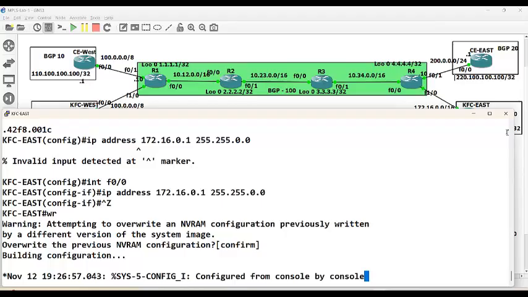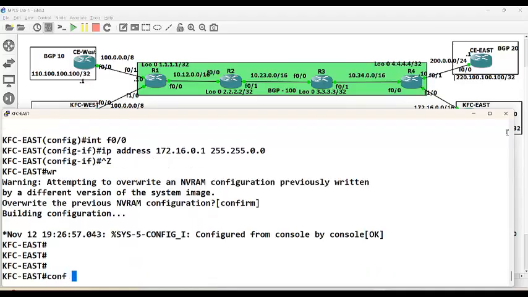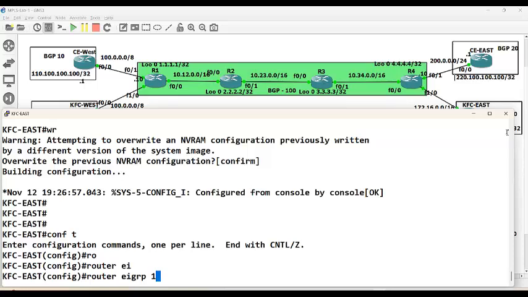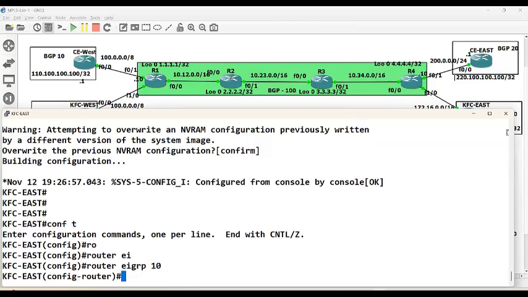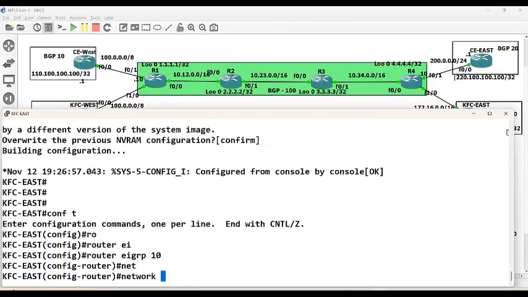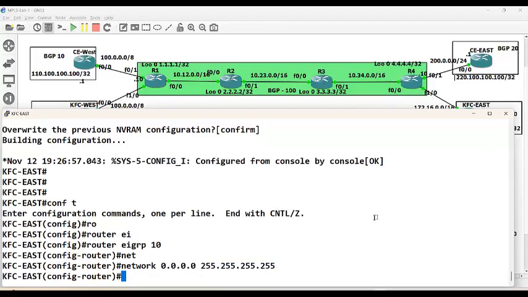Now we are going to configure EIGRP normally. Router EIGRP 10. Network. All the networks on this interface, on this router. This is how we say. I hope you are EIGRP guys. Any network, any subnet mask.